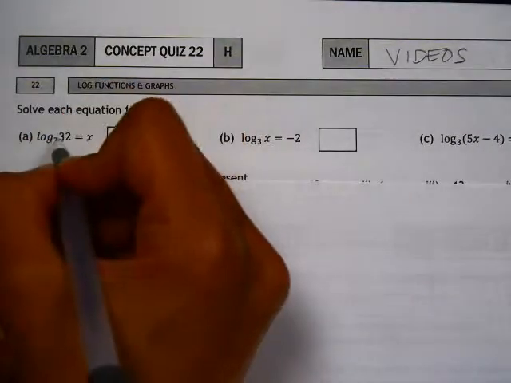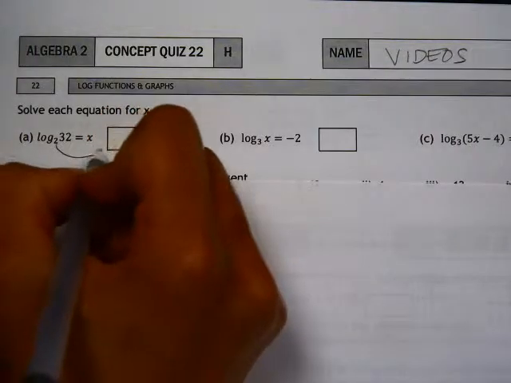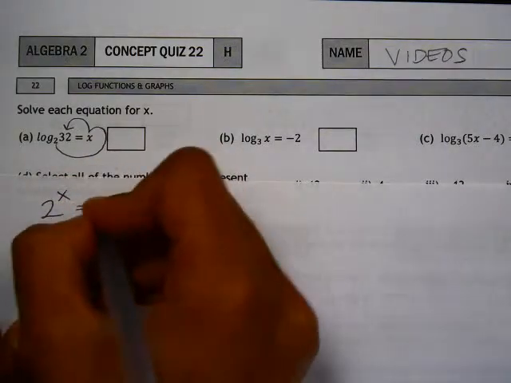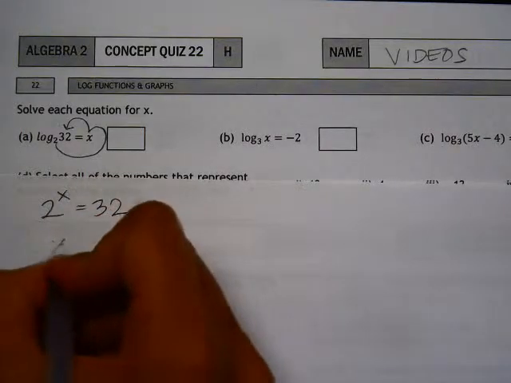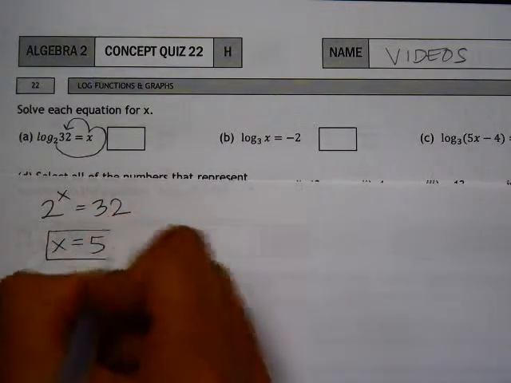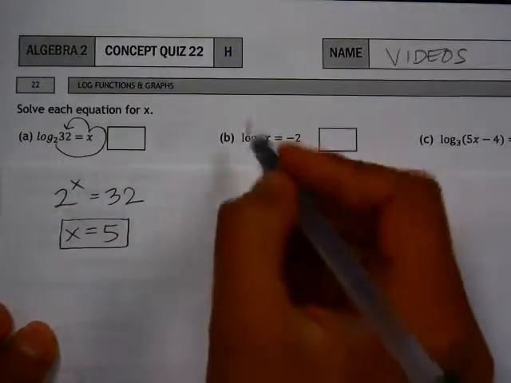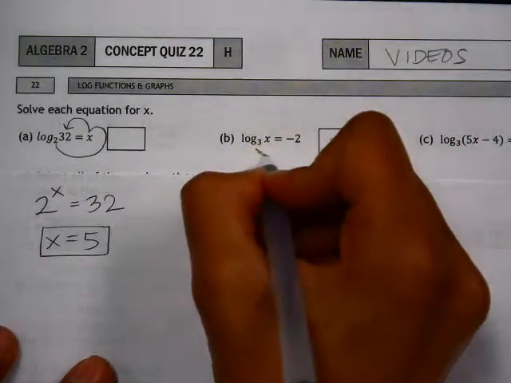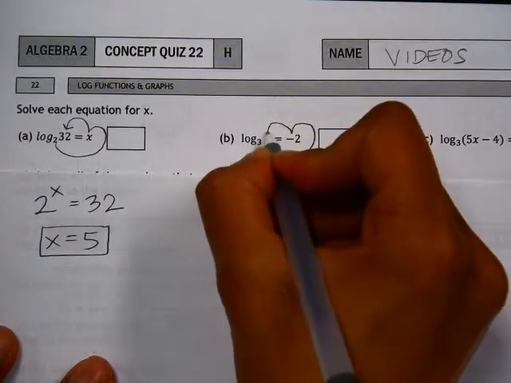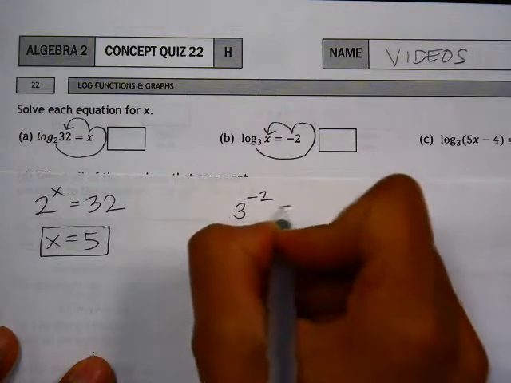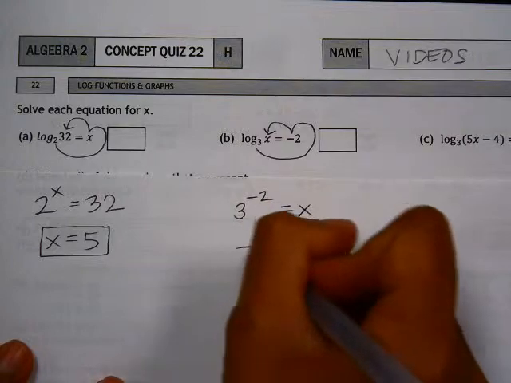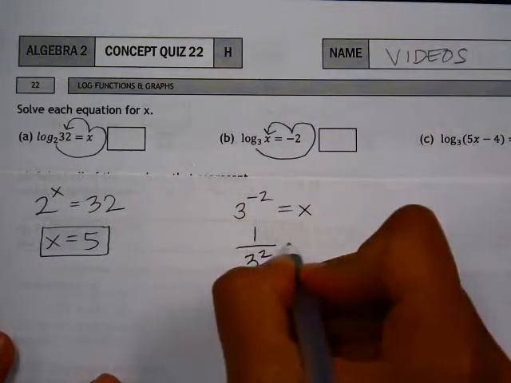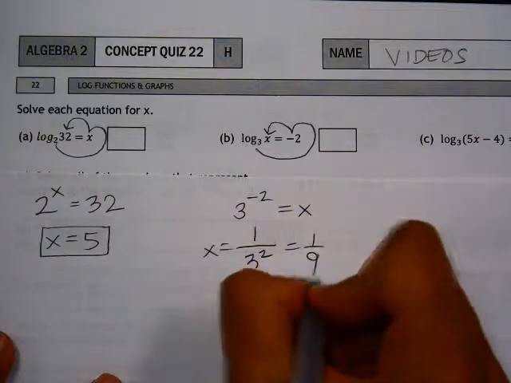So we're going to follow the snail pattern, 2 to the x equals 32, and rewrite it in that exponential form. 2 to the x equals 32. I know that that exponent x must be equal to 5. In part B, same pattern, 3 to the negative 2 must be equal to x. A negative exponent is going to give us the reciprocal of 3 squared, which is 1 over 9.